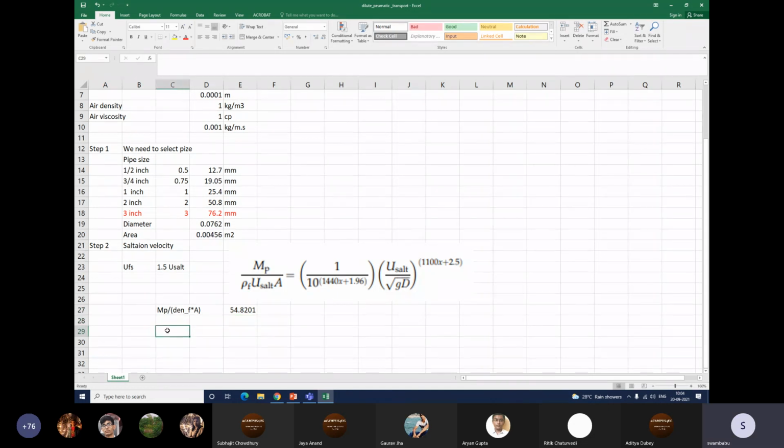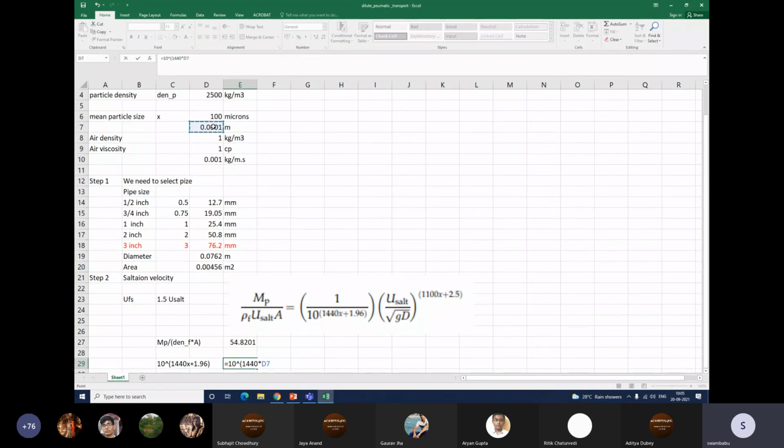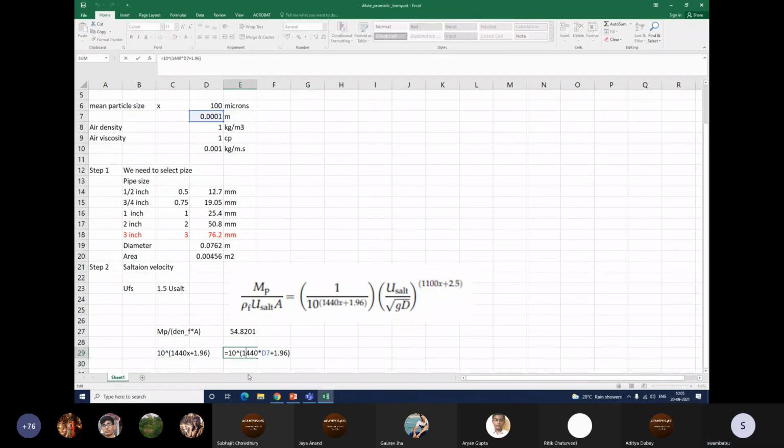Then I have 10 to the power of 1440 x plus 1.96. This term I am calculating. So this will be 10 to the power of 1440 multiplied by x, where x is the mean particle size, plus 1.96. I didn't put the brackets. So this one is 10 to the power of 1440 into x, x is the mean particle size, plus 1.96.